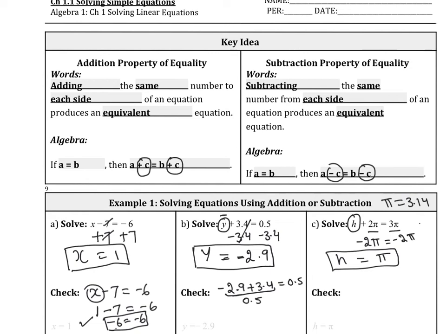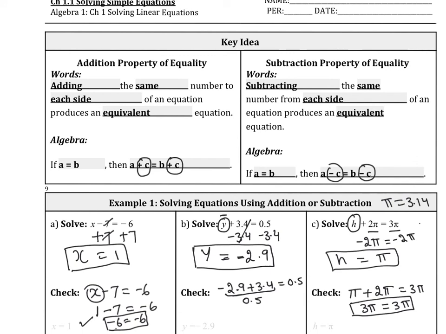Remember, pi is a number and that number has a value which is 3.14. And for the checking part, we are going to now substitute h equals pi into the main equation. So h will be pi plus 2 pi equals 3 pi. This is our original equation. Pi plus 2 pi would be 3 pi, and 3 pi equals 3 pi, which is true.